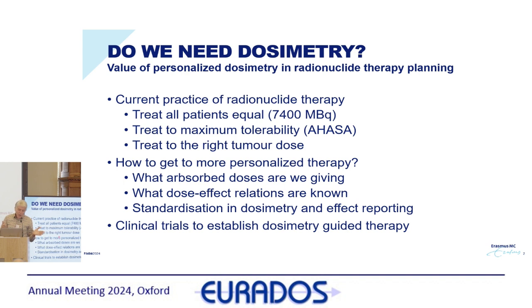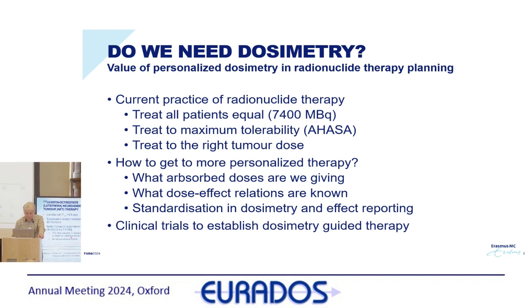All in all, we need clinical trials to establish dosimetry-guided therapy. And I will perhaps start a discussion on whether we really need the classical phase 1 to phase 3 trials, or can we rely on a dose-effect relation to really go to a higher dose to these patients and by that have a better outcome?